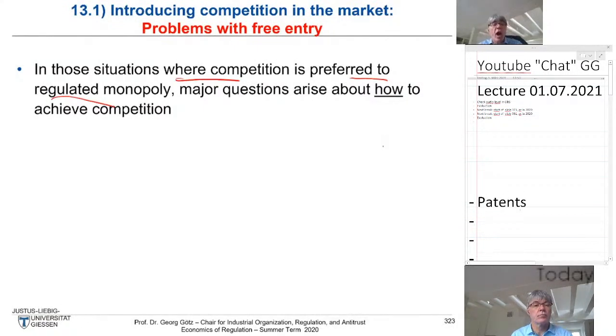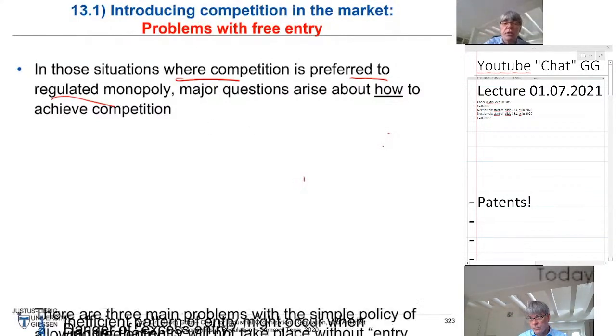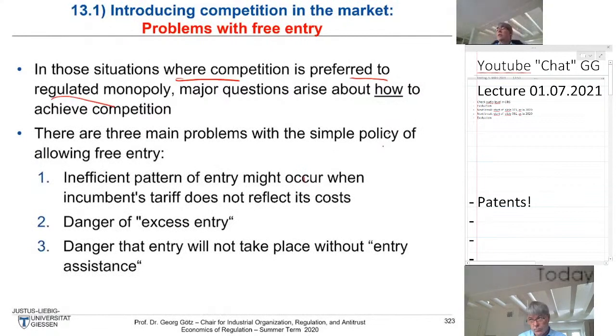Okay, given all this, and this has something to do with the initial quote I gave you about this economic paradise, I now want to look into which problems we run into once we allow for free entry. And here there are three main problems with the simple policy of allowing entry.